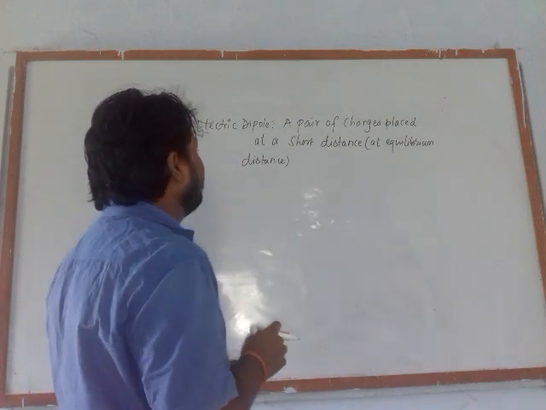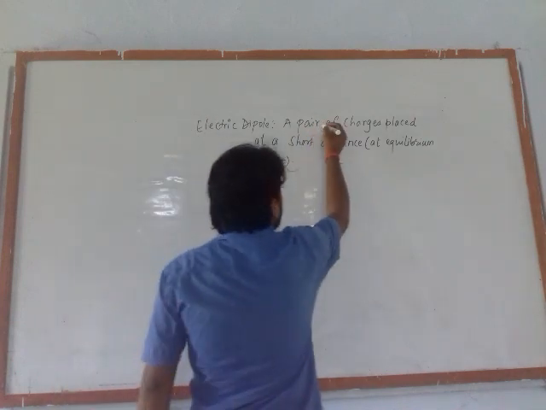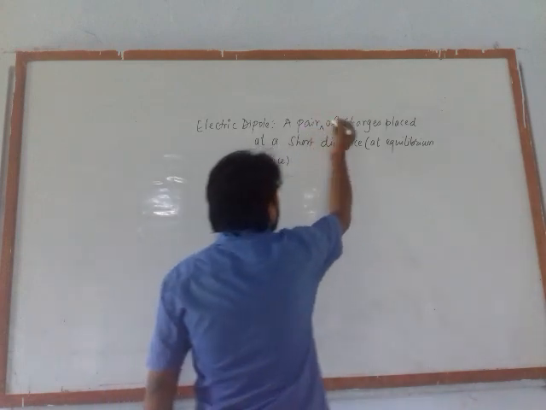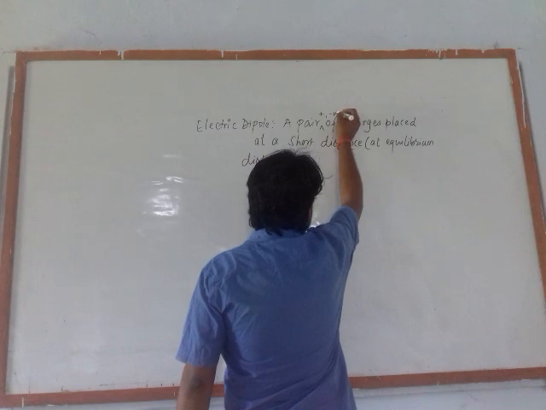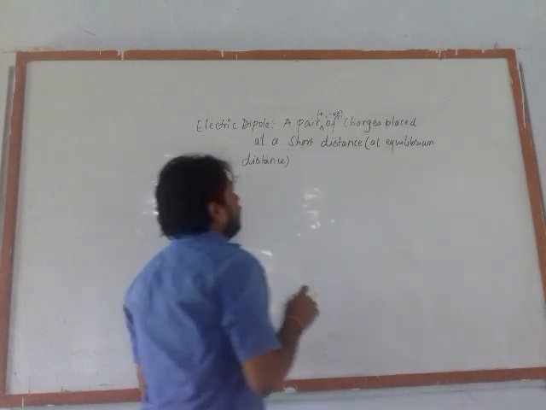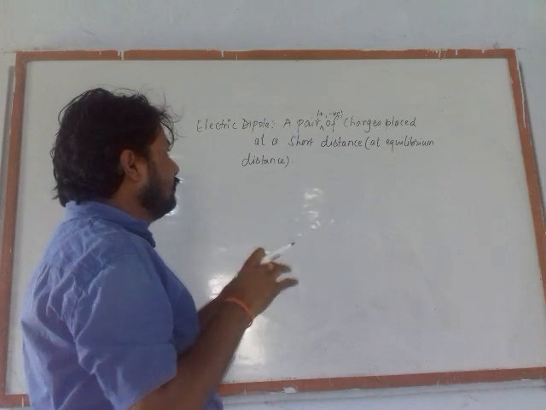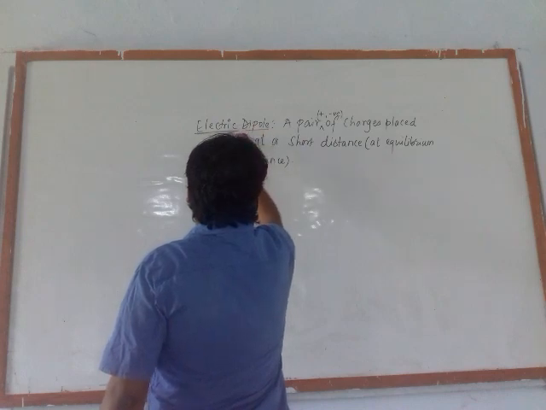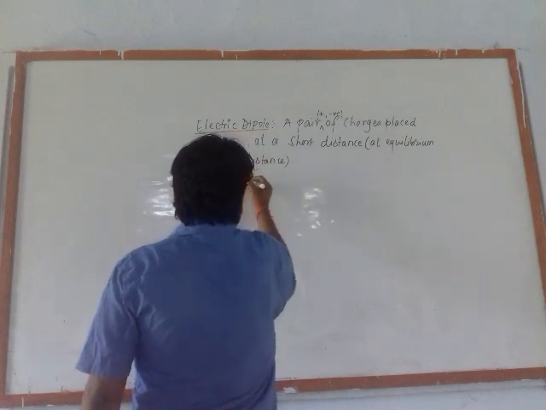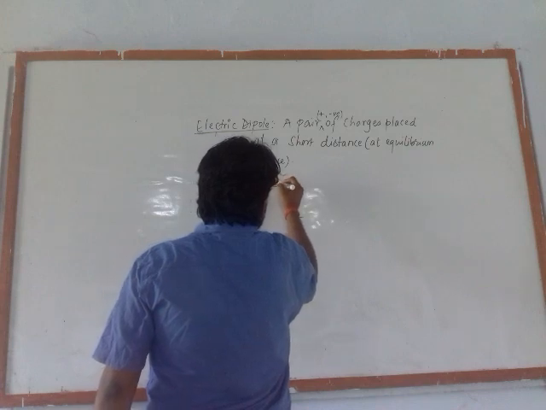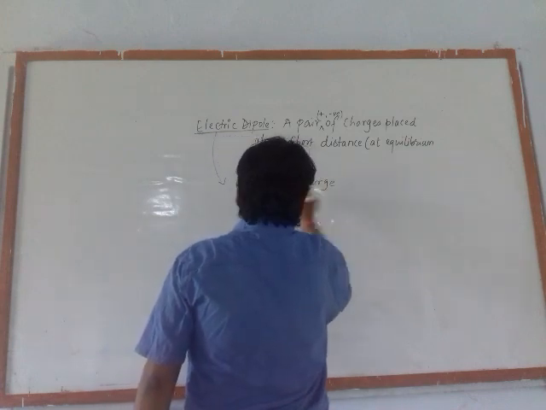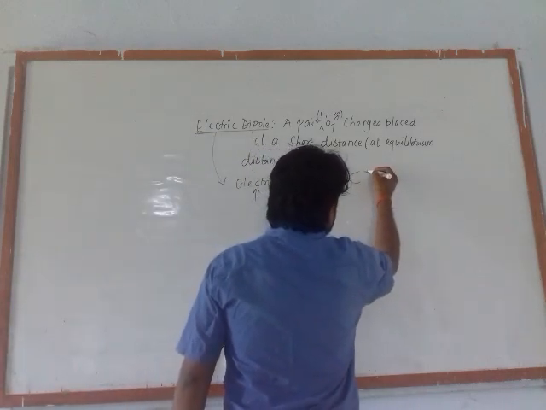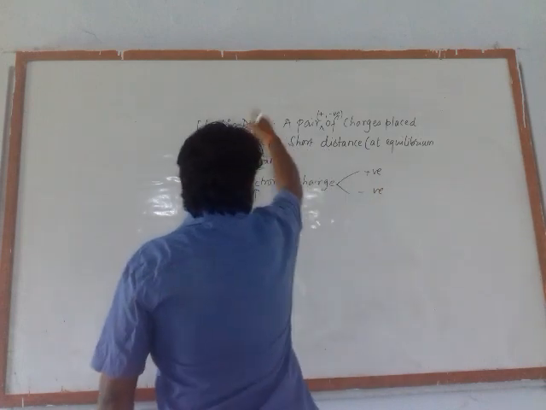Since here is a pair of charge, we may add it here. One is positive and one is negative charge. Pair of charge means positive and negative. So here is electric dipole. This electric means you can say this is electron or charge. Electric starts from electron only or charge, you can say, and we know that charge is two types, positive and negative.